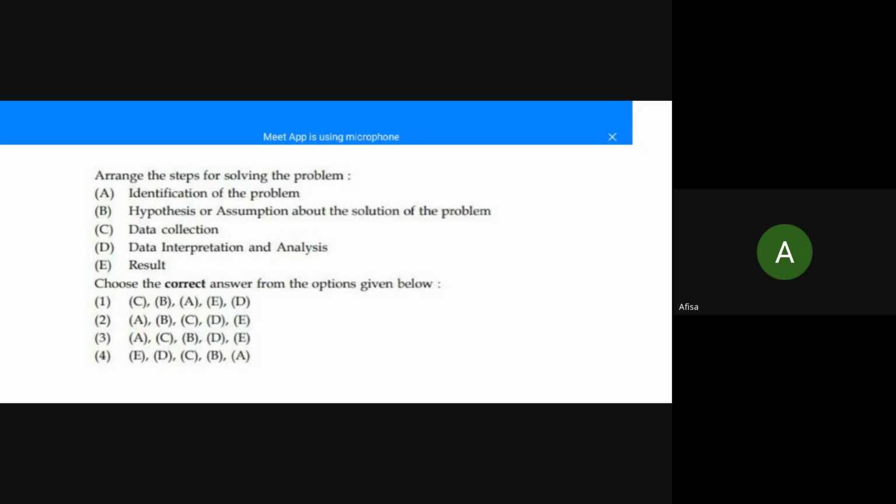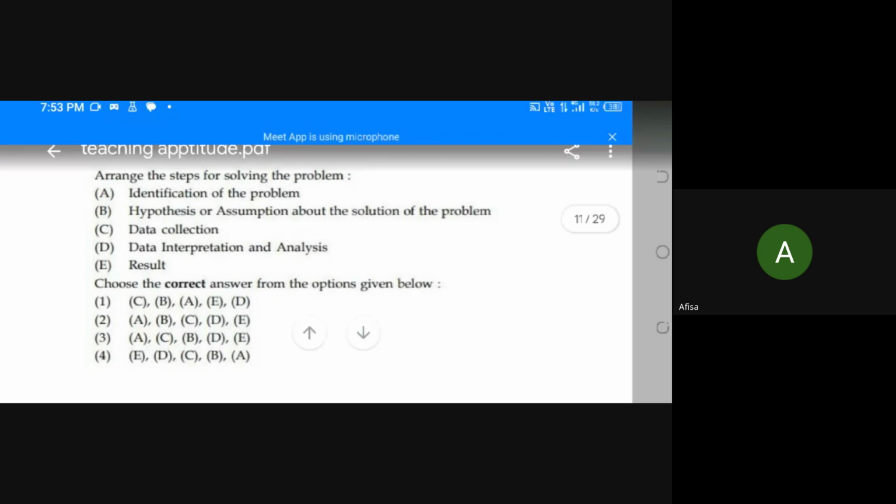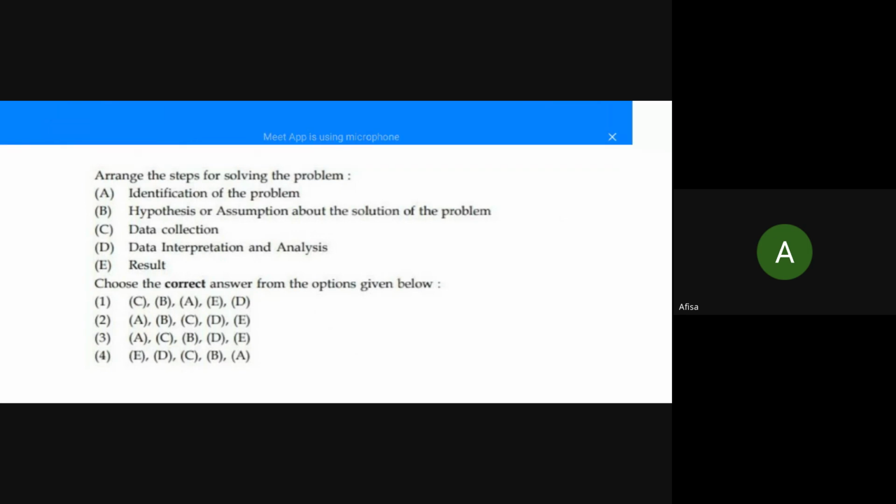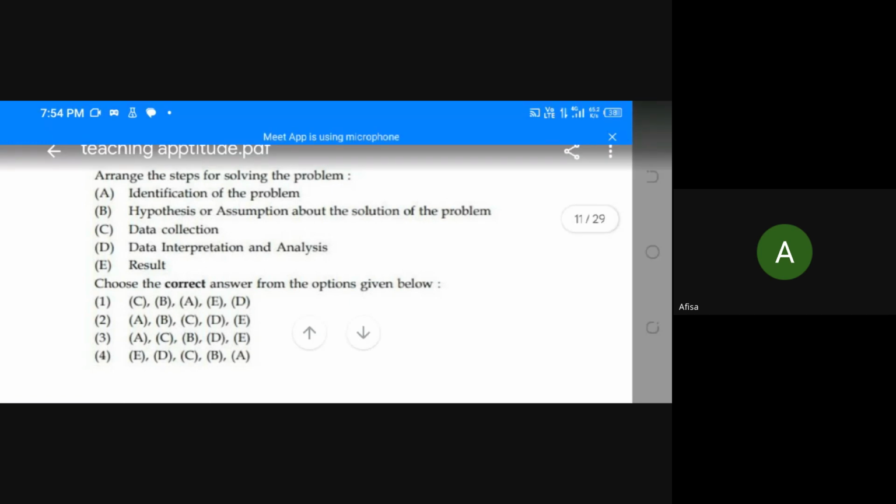And after that, through our interpretation and analysis, we arrive at a result. These are the order of the steps involved in solving a problem. So the answer is option 2, A, B, C, D, E. This is a very important question for teaching aptitude. Anyone have any doubt? I am moving to the next question.